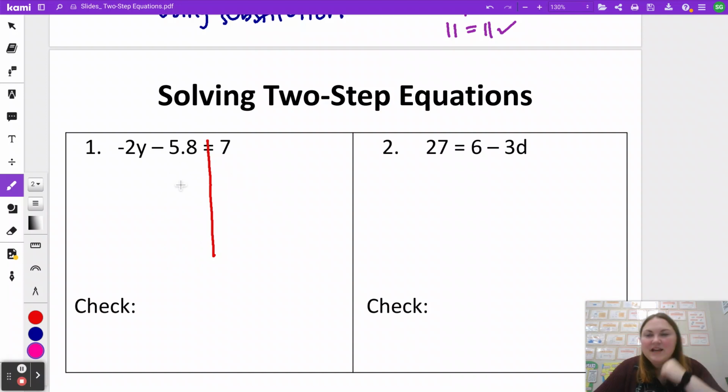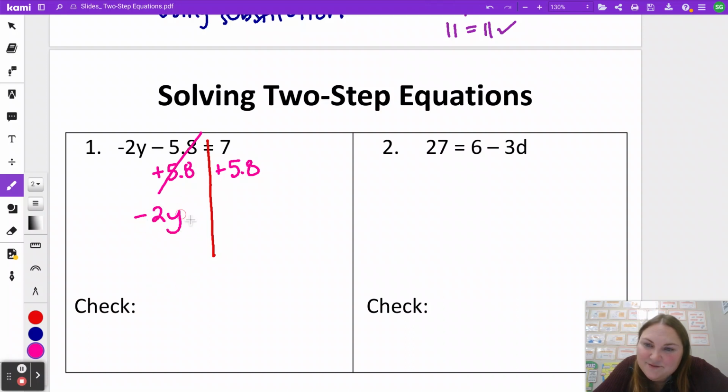And we always do the opposite. So the opposite of subtraction is addition. I'm going to add 5.8 on both sides. When we do that, negative 5.8 plus 5.8 equals 0. So those cancel, and I've got negative 2y over here on the left side. And then on the right side, 7 plus 5.8 would be 12.8.